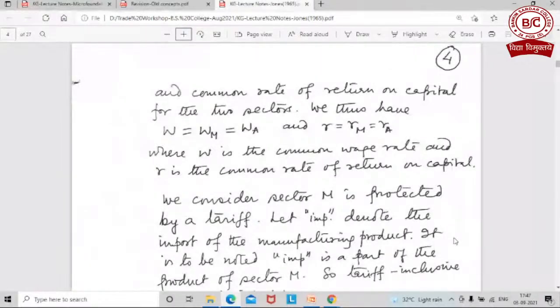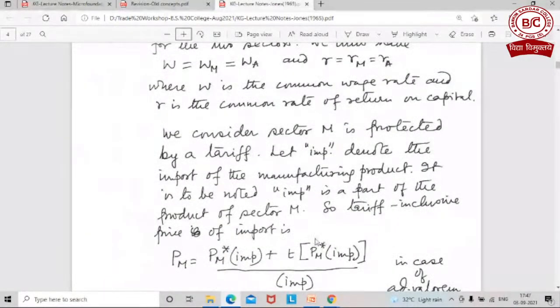Now I shall consider the implications of tariff. Let IMP denote import of French perfume. If I put an ad valorem tariff, which means a tariff imposed on the value, the actual price is PM star. So the total revenue from this import is PM star into IMP. But if you put a tariff on the total value, then the tariff inclusive total revenue becomes PM star into IMP plus T times PM star into IMP. So this is the tariff inclusive total value.